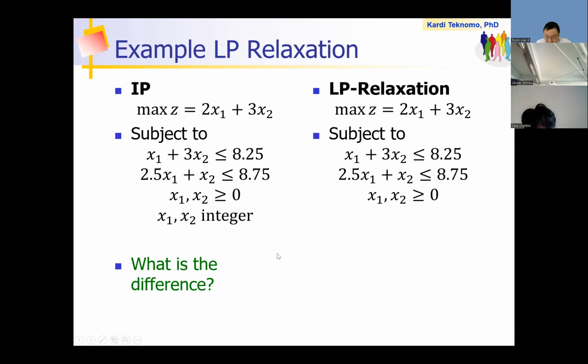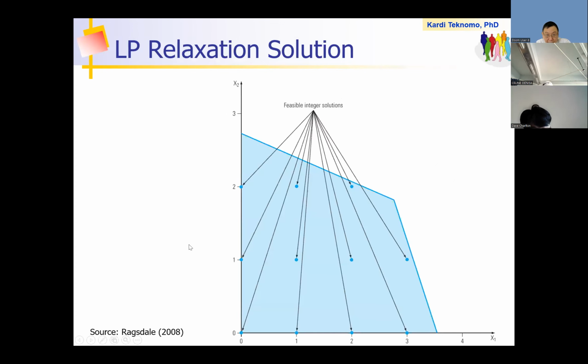So what's the difference? The difference is only this one, only the last part here. If you do LP relaxation, this is the example from a while ago, right? You will have this as your solution. So these are the boundary of the feasible solution. And when you say feasible integer solution, you just get all the discrete integer values here. These are the points of a feasible integer solution.